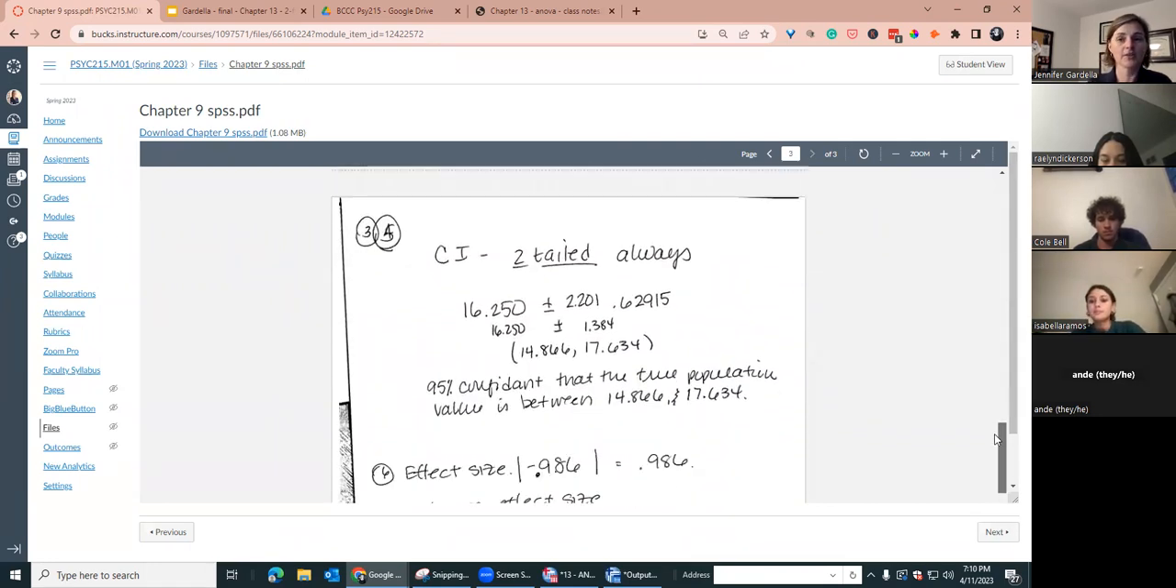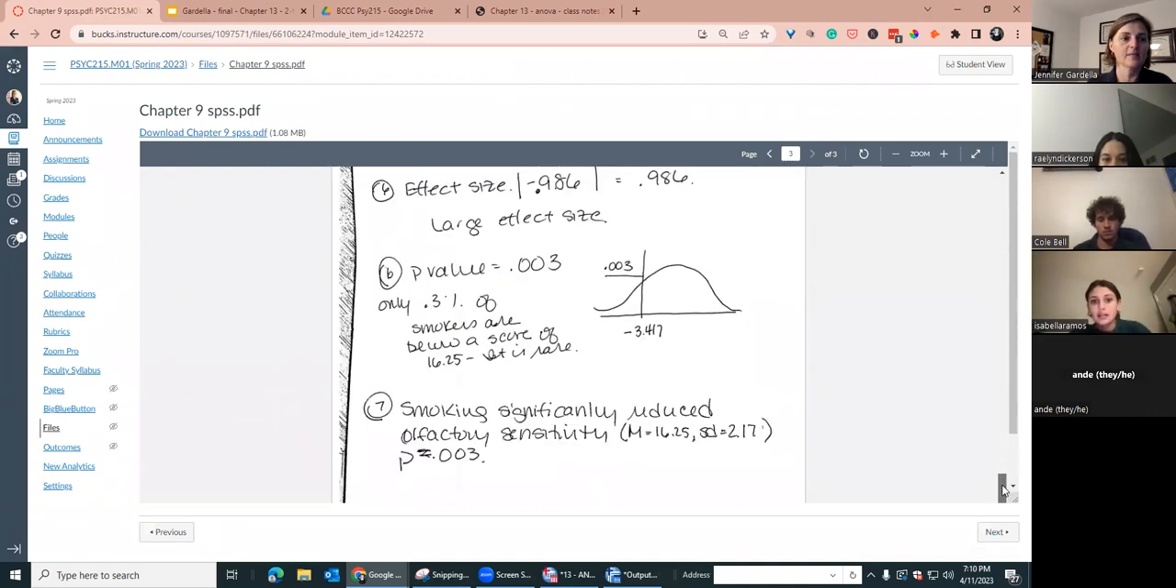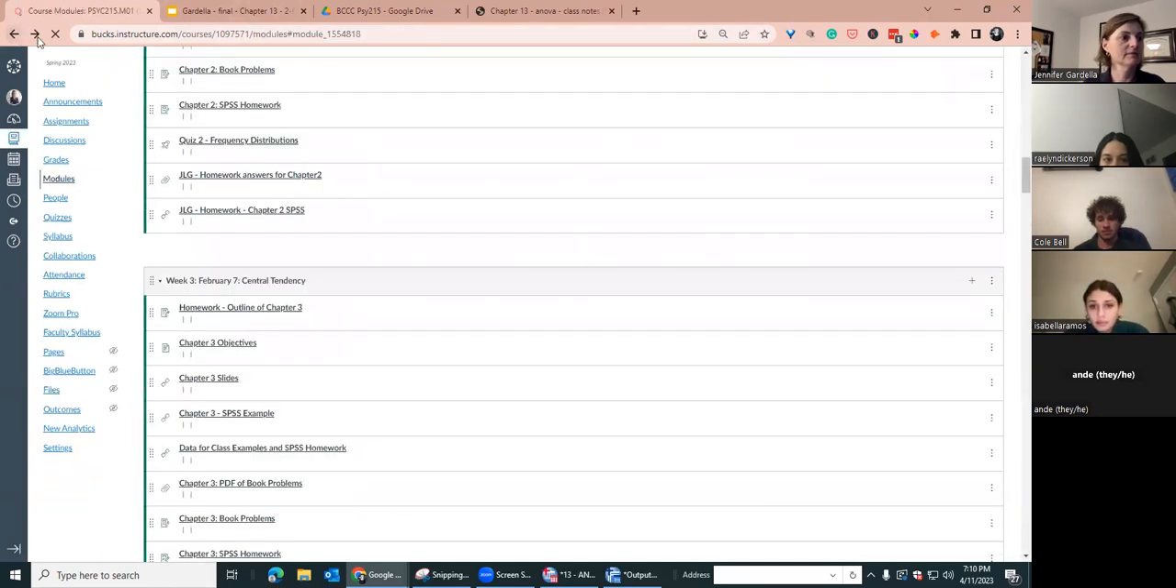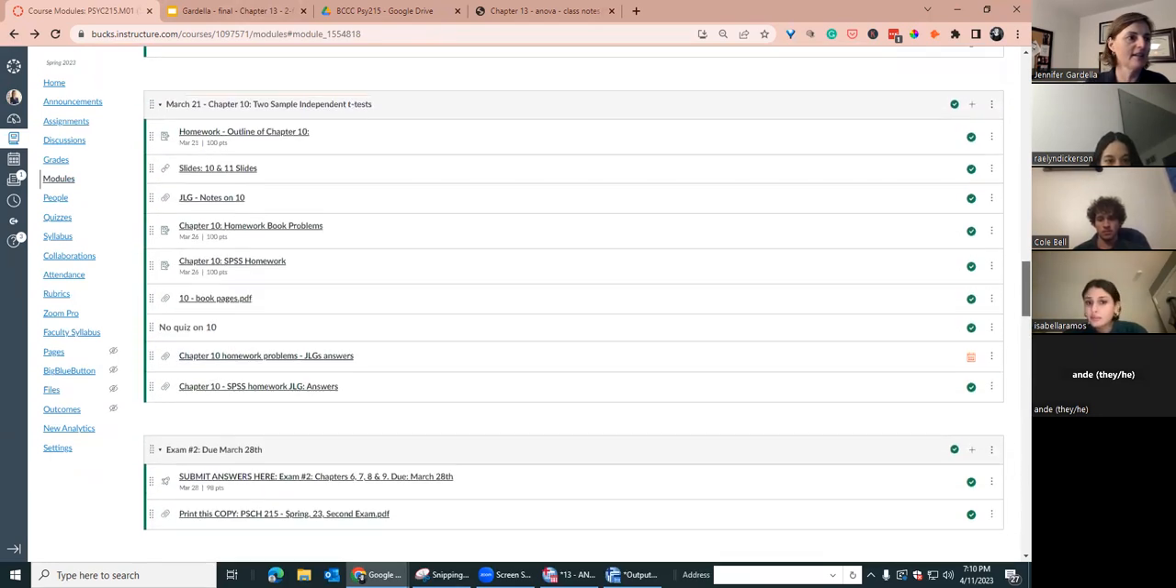You can also calculate a confidence interval. The effect size is given to you, and I explained here how to look at the p-value and what it actually means. Smoking significantly reduced olfactory sensitivity. You list your mean, your standard deviation, and your p-value there. That's a one sample t-test. Seems so simple now that we've moved on so quickly. Let's see, that's 9. And we'll do 10 and 11.